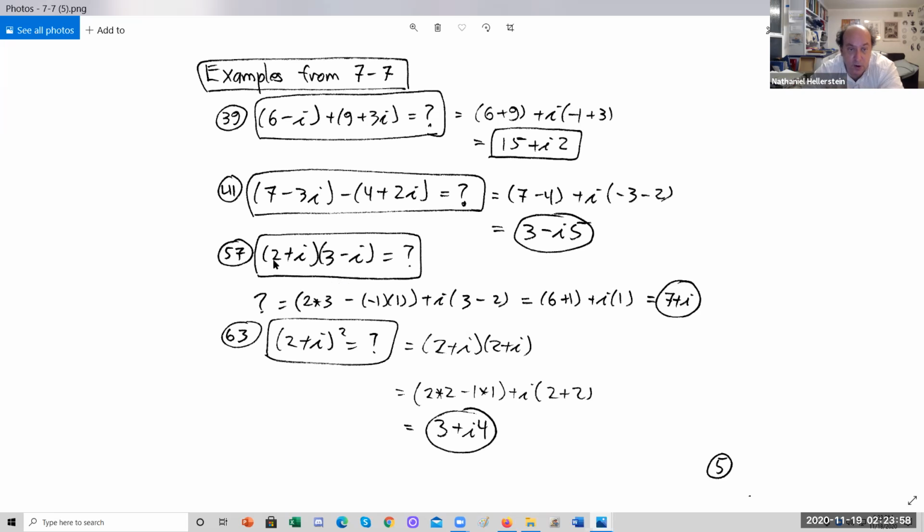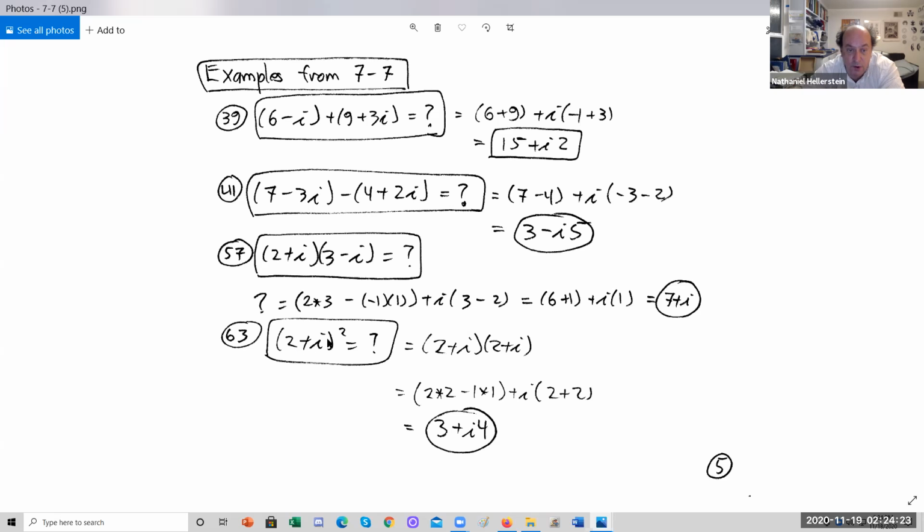Here is 2 plus i times 3 minus i. 2 times 3 here, minus 1 times negative 1, that's here. Then plus 3i minus 2i, that's here. This is 6 plus 1, plus i times 1, is 7 plus i.